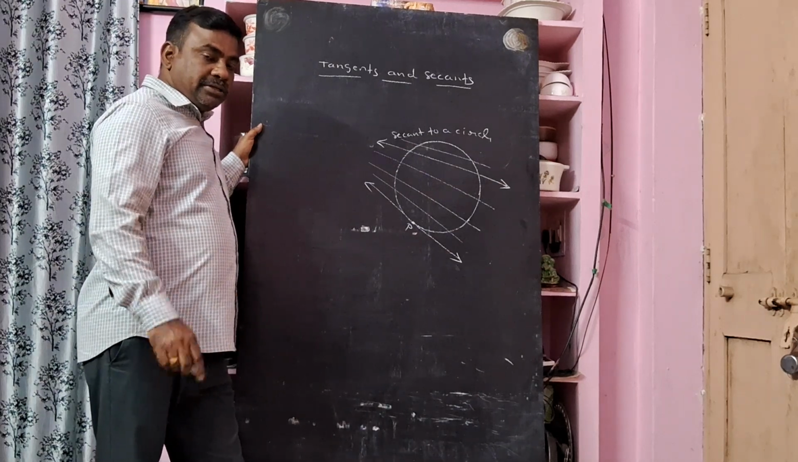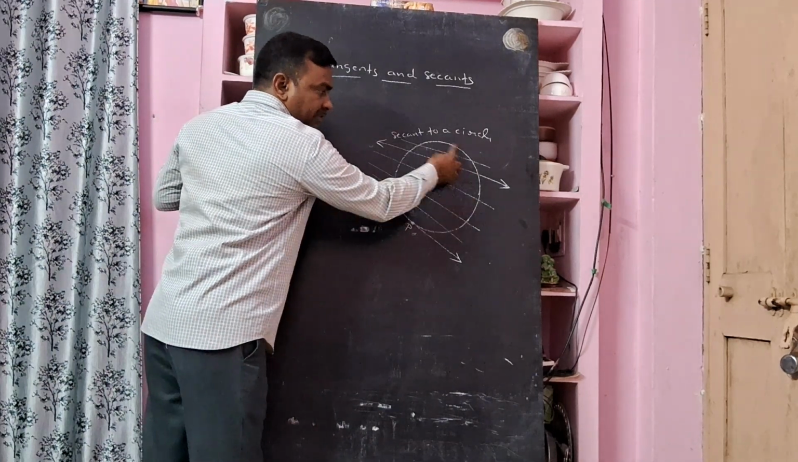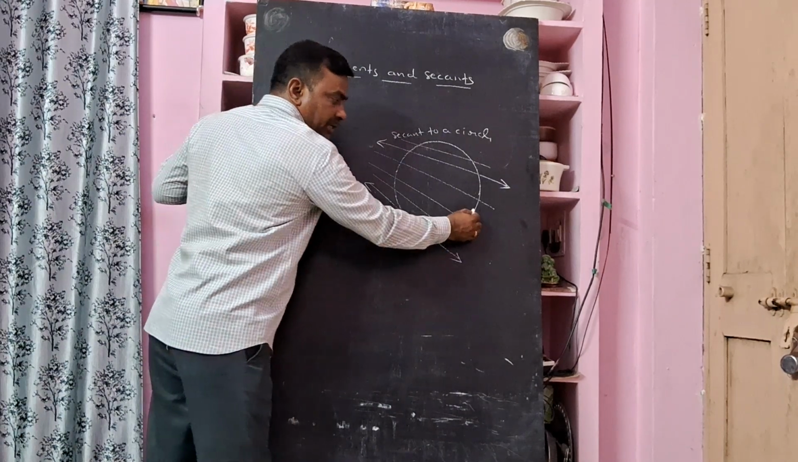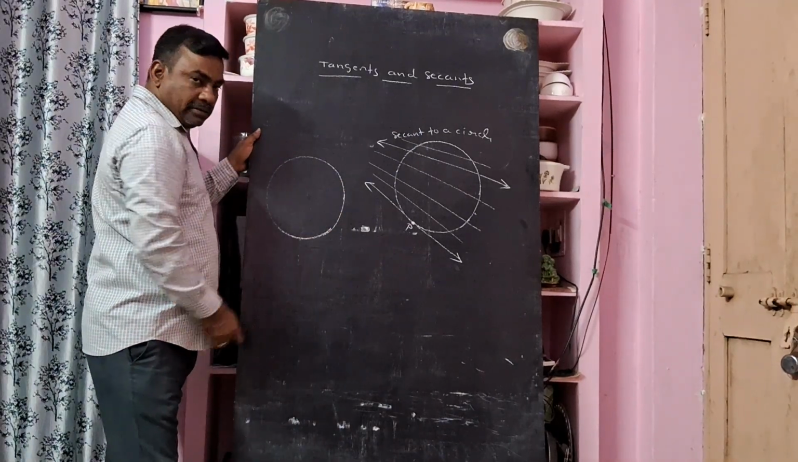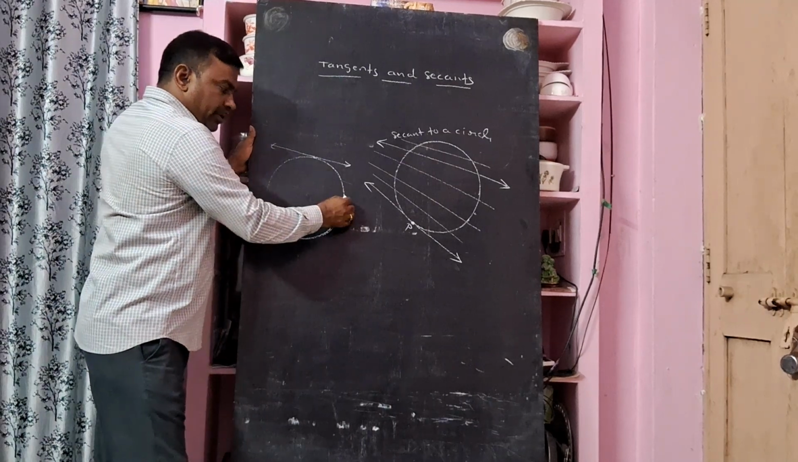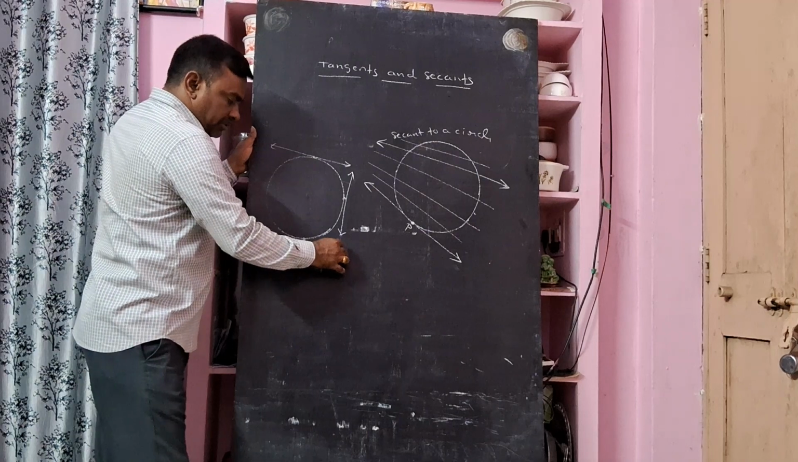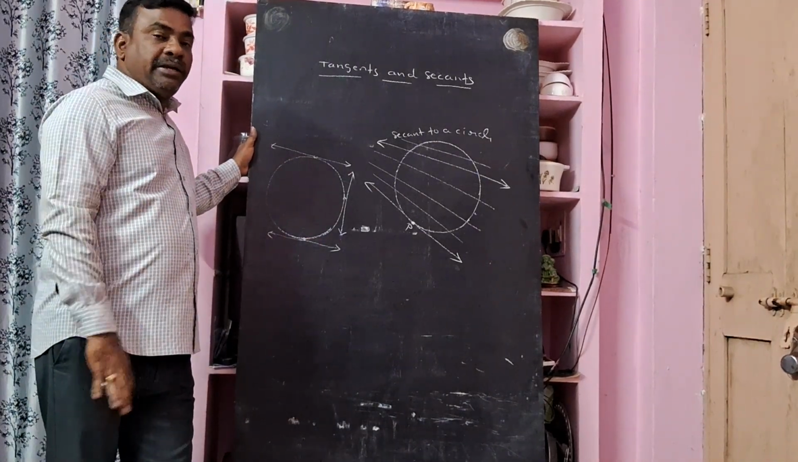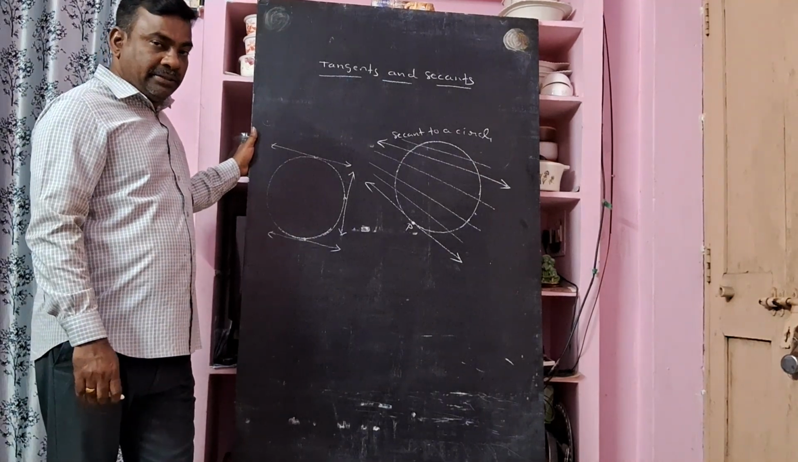How many tangents can be drawn to a circle? This circle has infinitely many points. This is one point P, and it is a tangent. Suppose this is the circle. At this point, this is the tangent. At this point, this is the tangent. At this point on the circle, here it is also a tangent. How many tangents can be drawn to a circle? Infinitely many tangents.